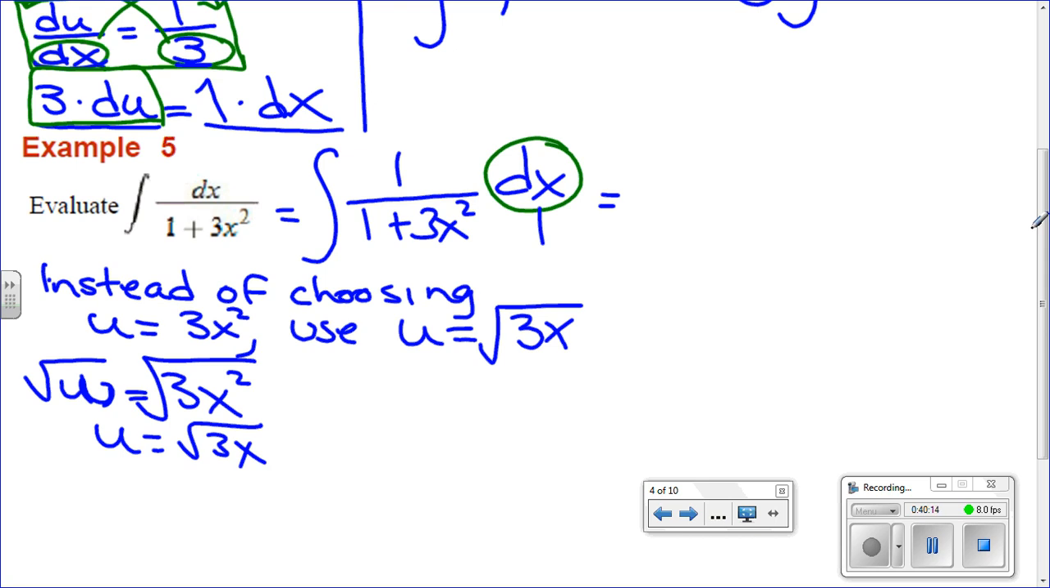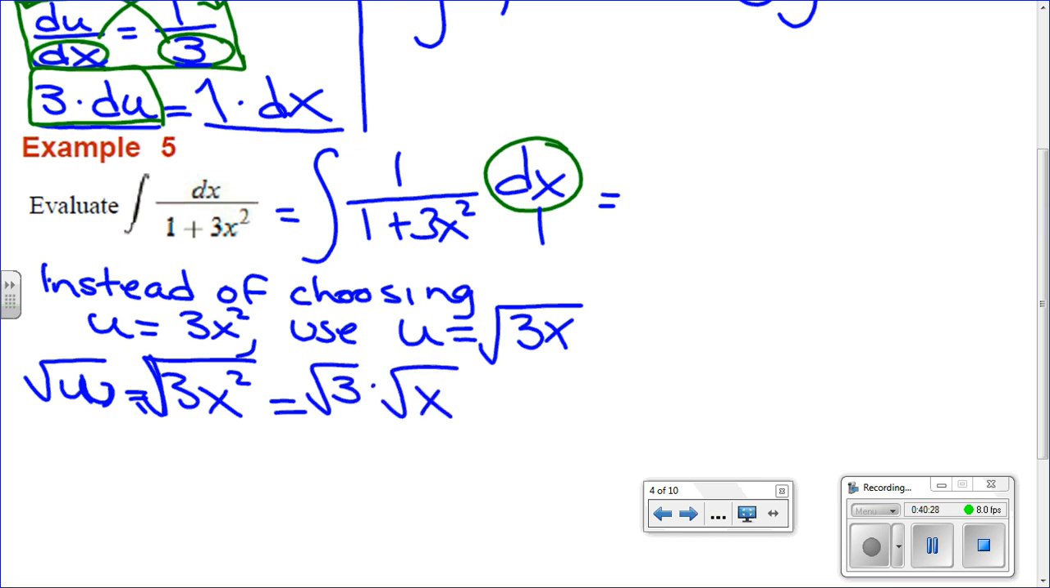Okay, so I know I'm going to confuse you. If we take the square root of the whole thing, it will be the square root of 3 times the square root of x squared. Here the square root cancels with the square. So we're going to say u is equal to the square root of 3 times x. The square root of 3 stays inside the radical, and the x will be just outside the root.